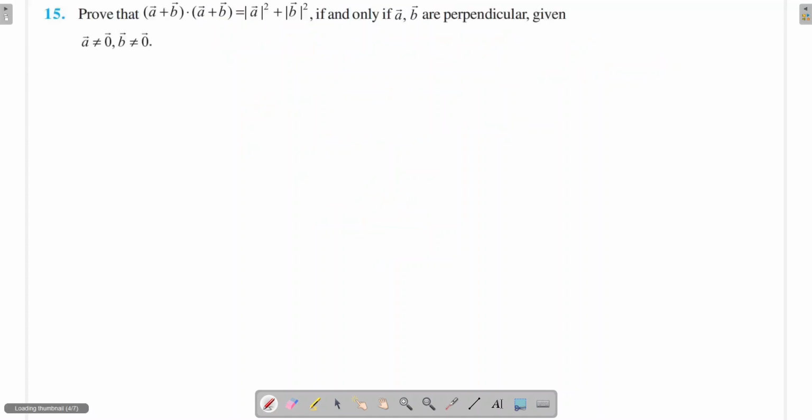Now let us go to problem 15. Problem 14 in the textbook has some typo. Okay, there is a mistake in typing there. So let us go to the 15th problem.